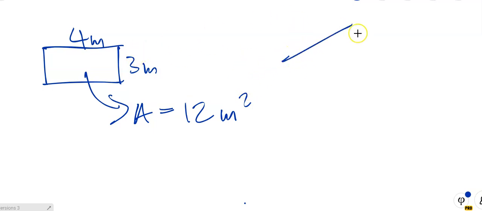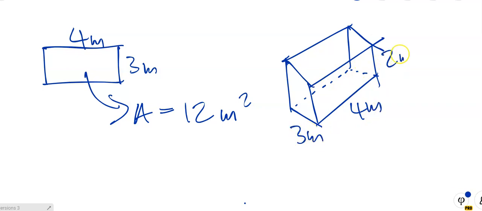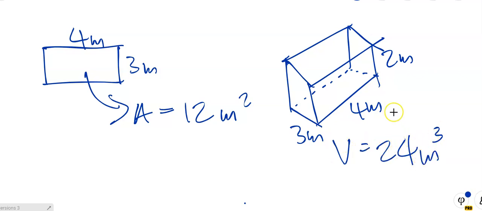Let's say the room looks like this, that's 4 meters there, that's 3 meters there, and the room is 2 meters high, or the box. Then the volume is 4 times 3, which is 12, times 2, so the volume there is 24 cubic meters. If you leave the unit out, I take off 2 marks for that. You know why. So the area is 12 square meters, the volume is 24 cubic meters.